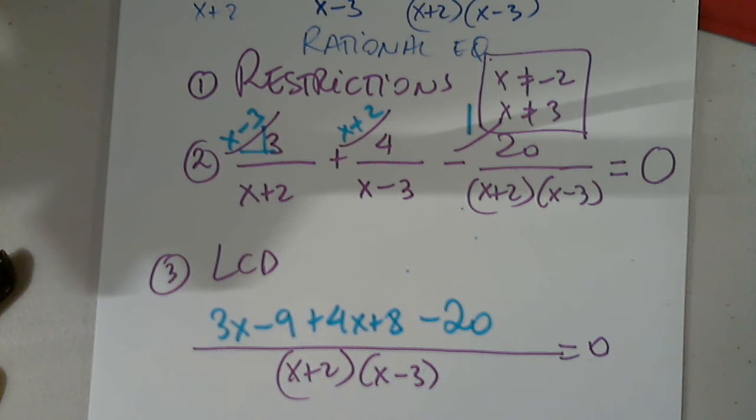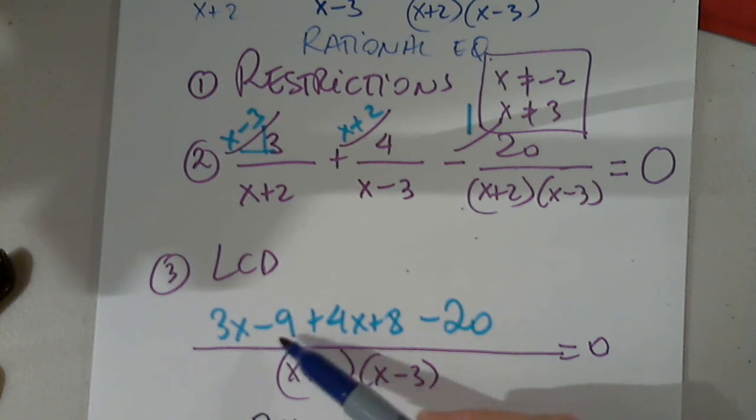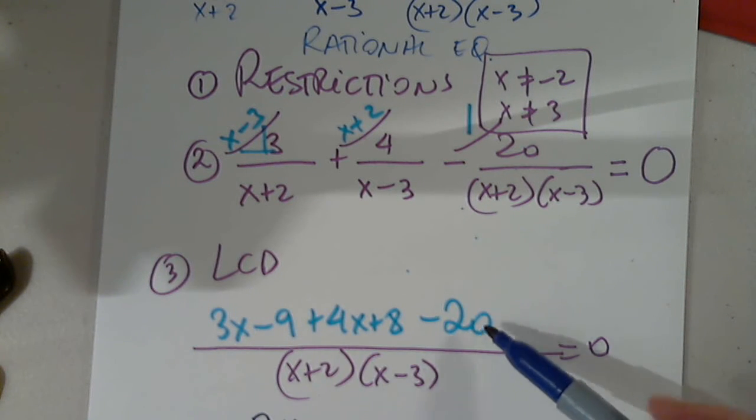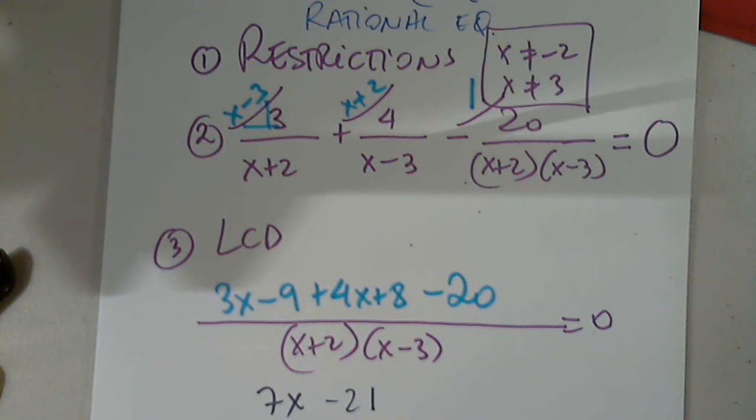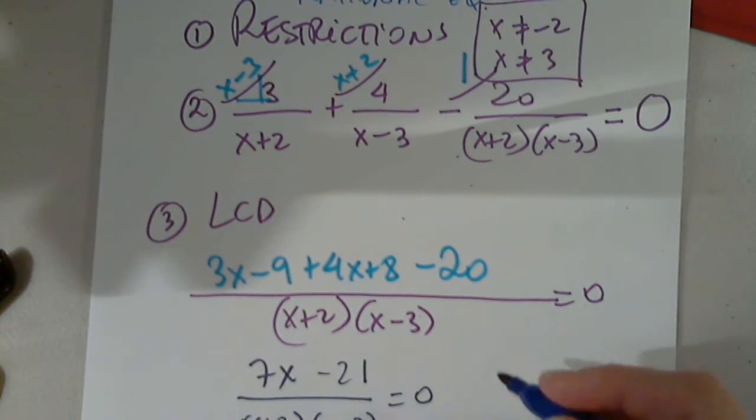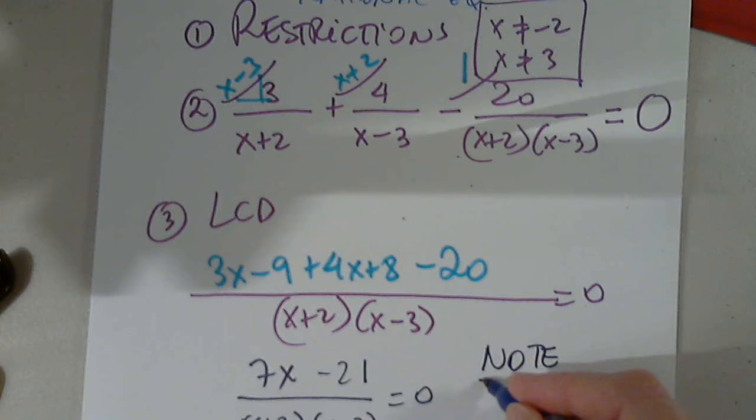Any questions so far? At this point I combine like terms and I get 7x. So this is -1 with minus 20, -21. And I divide by x plus 2 times x minus 3 equals 0. And remember, let's write the note one more time here.